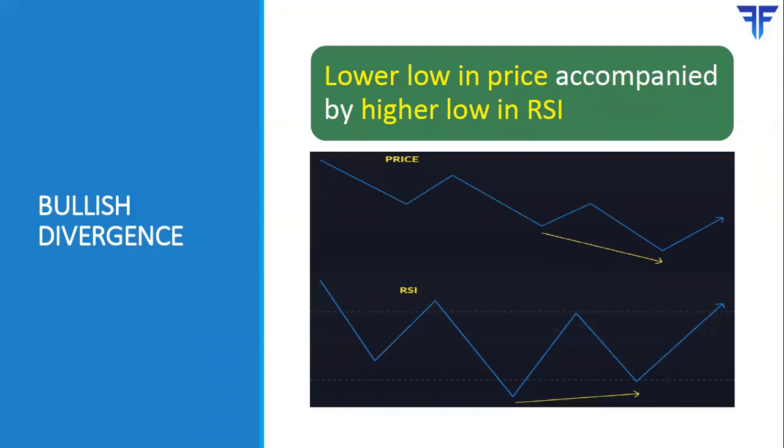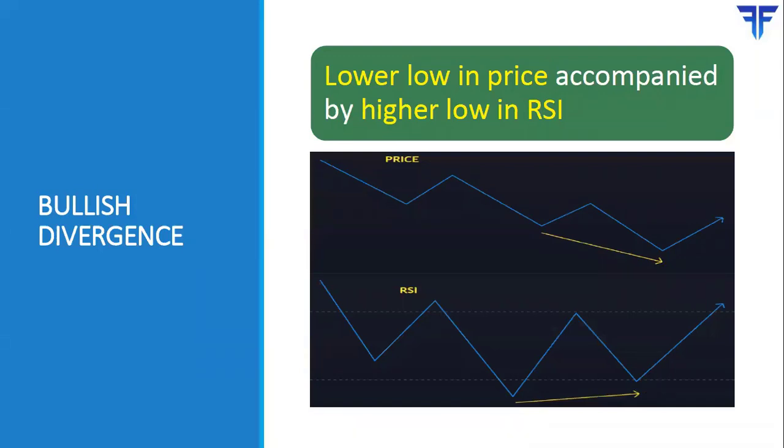Now, this is nothing but a divergence. Price is doing something, but RSI is not confirming that. Price is making a lower low, but RSI is not making a lower low. On the contrary, it is making a higher low. So what we have is a bullish divergence.